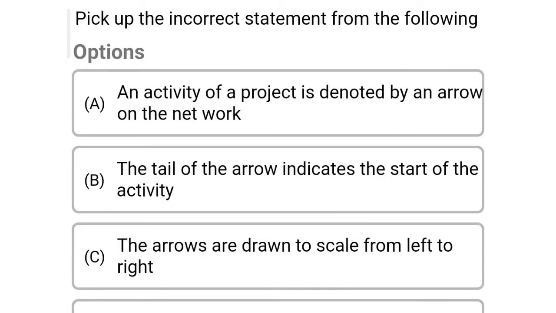So next question, pick up the incorrect statement from the following. Option A, an activity of project is denoted by an arrow on the network. Option B, the tail of the arrow indicates the start of the activity. Option C, the arrows are drawn to the scale from left to right. Option D, each activity consumes a given time. So the correct answer is option C, the arrows are drawn to scale from left to right.